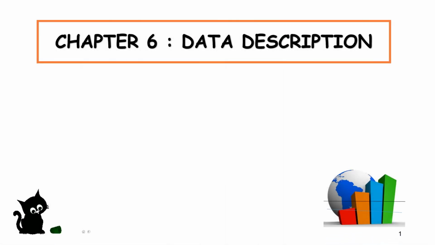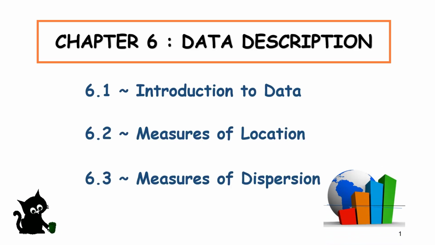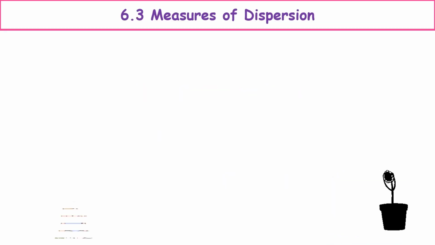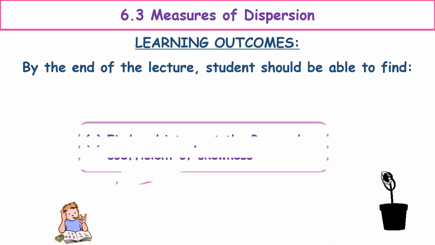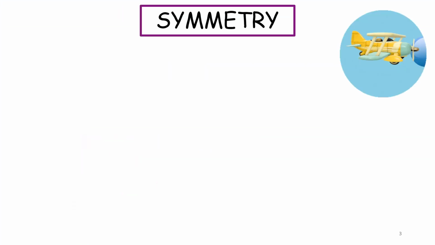In this video, you'll be learning Chapter 6, Data Description. This video covers subtopic 6.3, Measures of Dispersion. By the end of this video, you should be able to find and interpret the Pearson's coefficient of skewness.